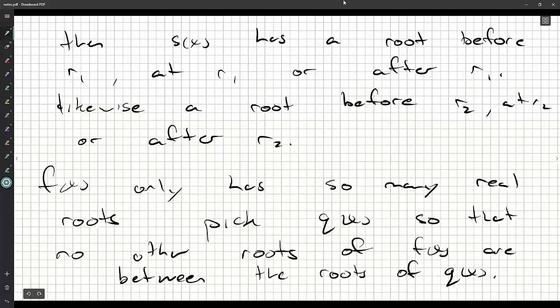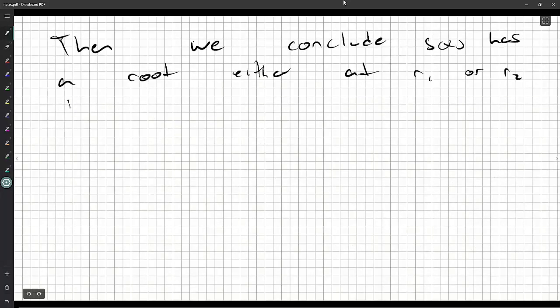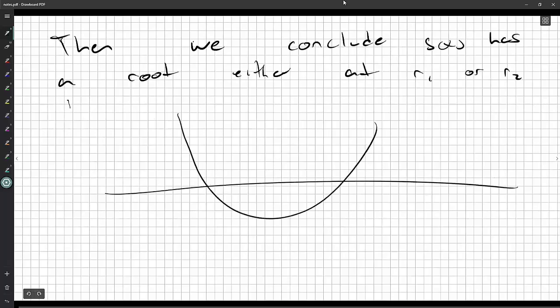Because it can't have a root before R1 and R2, because imagine what that would look like. Here's your Q of x. Now we know that over here, S of x has to be non-negative, right? I mean, I suppose it could be 0. It's not going to be 0 infinitely often, because it would only be 0 at so many roots. So it's going to be positive somewhere. And we're saying that maybe S of x is negative somewhere, but if it is, it's got to be somewhere in here to cancel out the negativeness of Q of x, right?